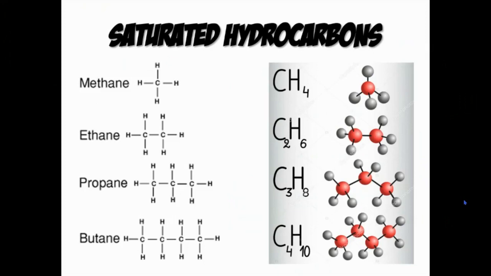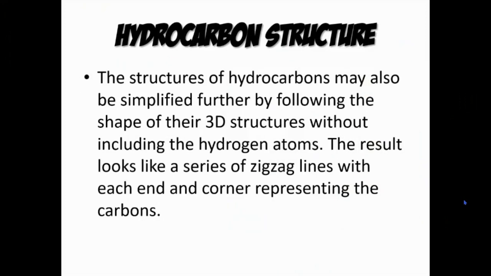The structures of the hydrocarbons may also be simplified further by following the shape of their 3D structures without including the hydrogen atoms. The result looks like a series of zigzag lines with each end and corner representing the carbons. So, pwede natin siyang i-relate sa molecular structure, which is nakadetermine dito yung 3D structure, at pati na rin sa skeletal formula niya or line angle formula or line angle notation in some other books or references. Pero mamaya dadaanan natin yun.